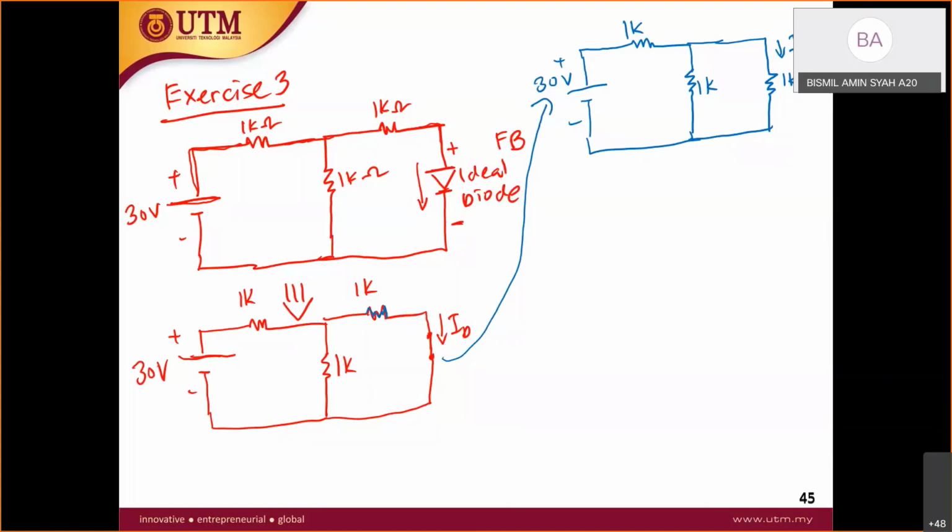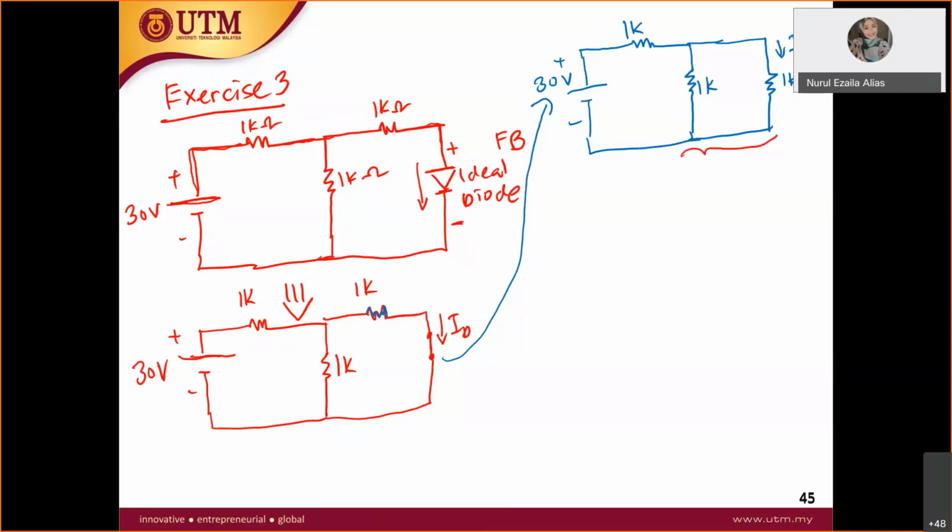I can simplify the circuit first. The parallel circuit 1K and 1K becomes 0.5K. So I can calculate the current through the 1K resistor: 30 volt divided by 1.5K. So I can get the current. Okay, that one also can. Correct, so you can actually parallel this resistor.